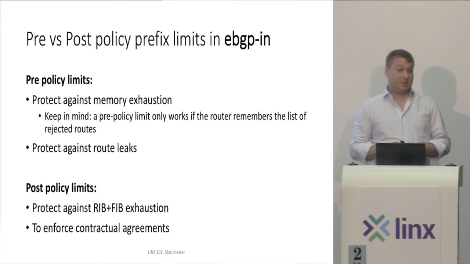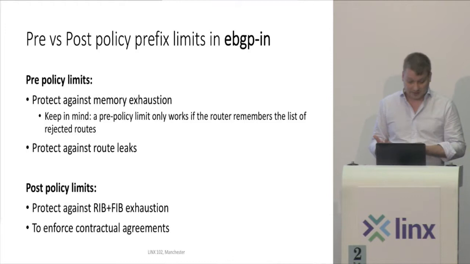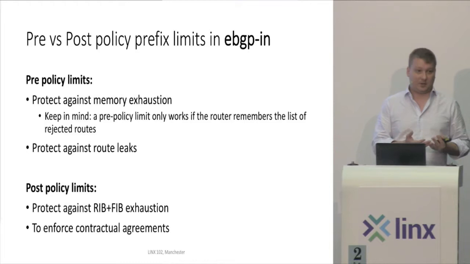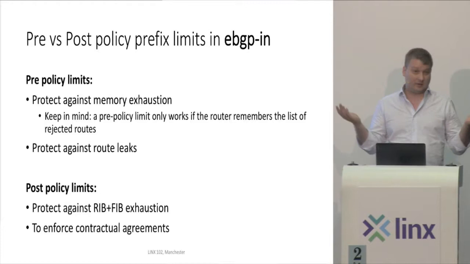Pre-policy maximum prefix limits are useful to protect the memory on your router on your site, and they are useful to protect against route leaks. Post-policy limits are useful to protect against RIB or FIB exhaustion. Maybe you have a device that can only store 64,000 routes in its FIB, and then it may make sense to apply a post-policy limit to ensure you never send more than 64,000 routes to the FIB.